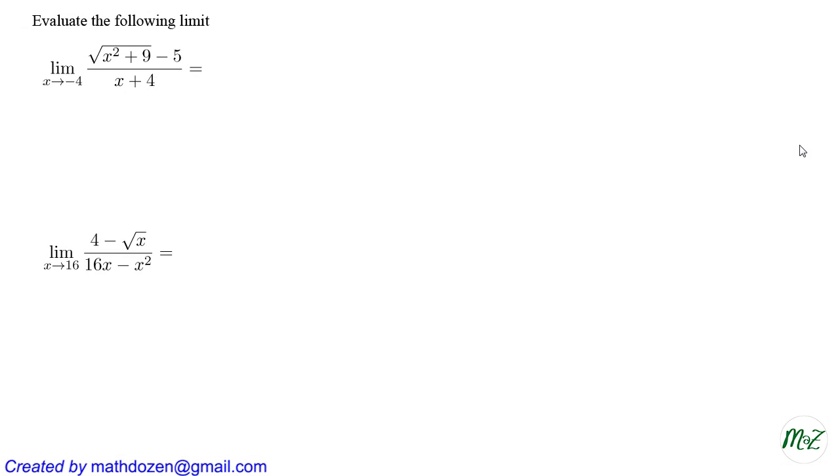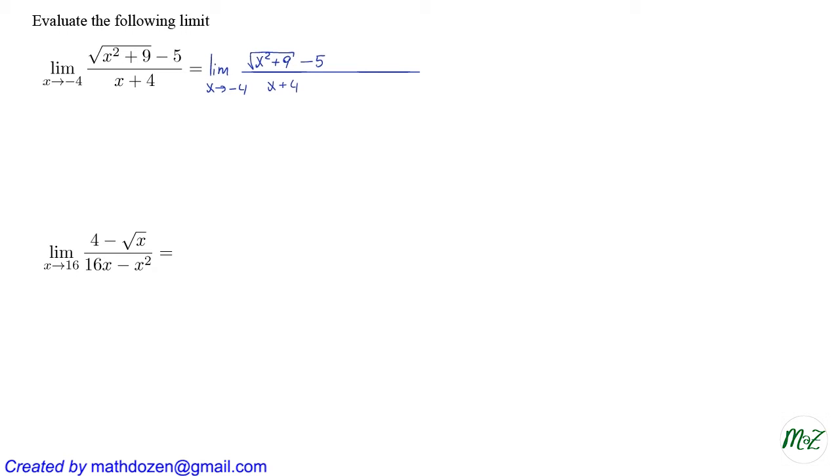Welcome everyone. We're going to work on the following limits. Those are the limits involving square root. And we're going to use the method of multiplying by conjugate expression to rationalize numerator or denominator. Okay, let's get going with the first limit.